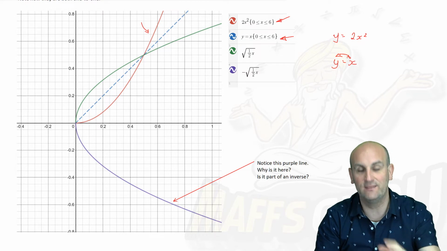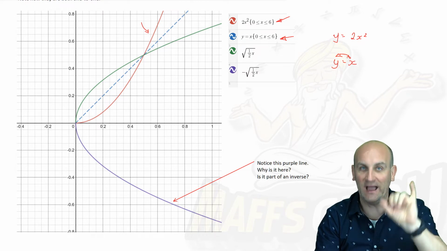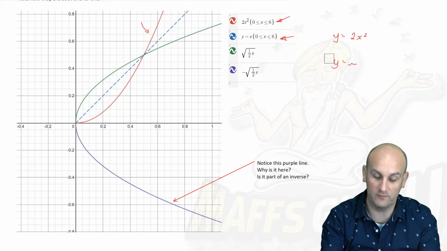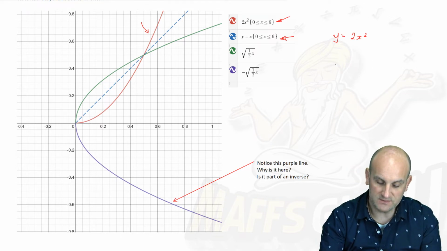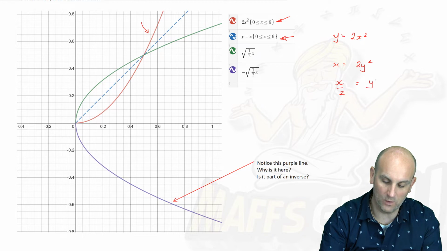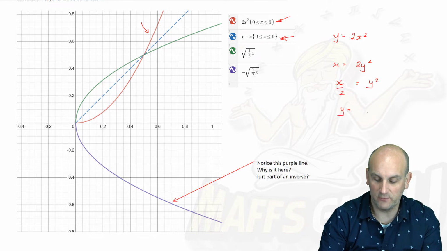When you're reflecting in the line y equals x, you're actually just making your x values your y values, and your y values your x values. And so in the formula, we swap it over. So I would say now x is equal to 2y squared. So I would have x on 2 is equal to y squared, and then square root both sides, I get the square root of x on 2.